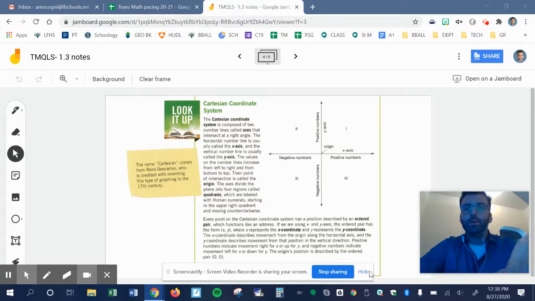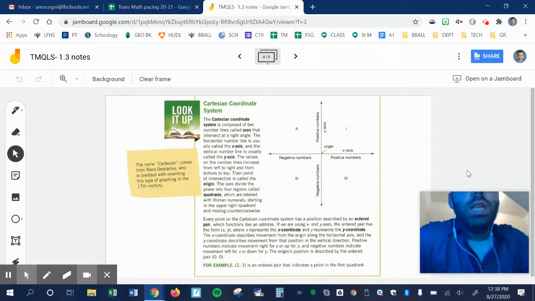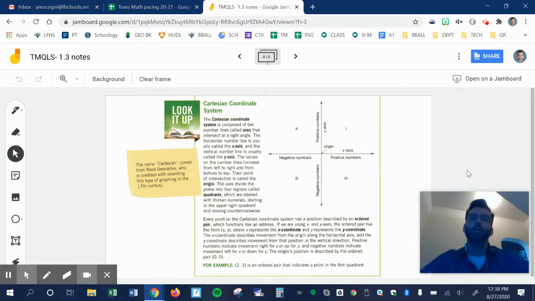All right, there we go. We are here talking about the Cartesian coordinate system. You know it as just the coordinate plane. You have talked about and learned about this for a while now, and we're just going to talk briefly about it today.